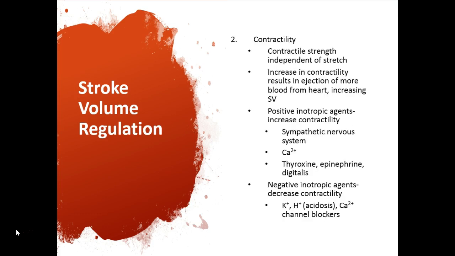The second thing we want to look at that can affect stroke volume is contractility. The strength of contraction at any preload is defined as contractility. The substances that can increase contractility are what we call positive inotropic agents.